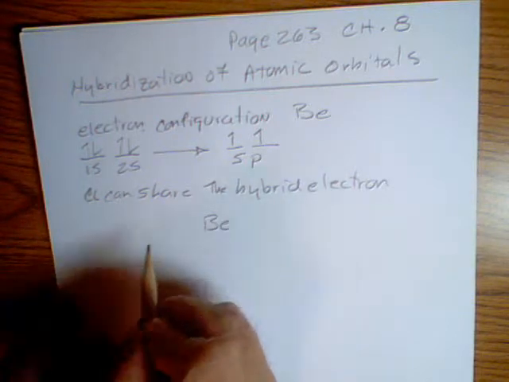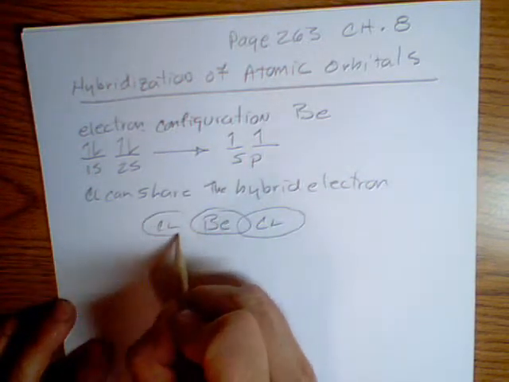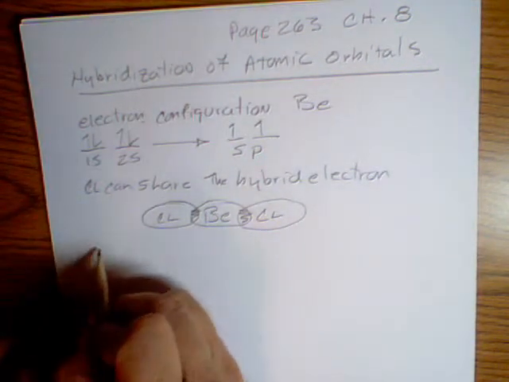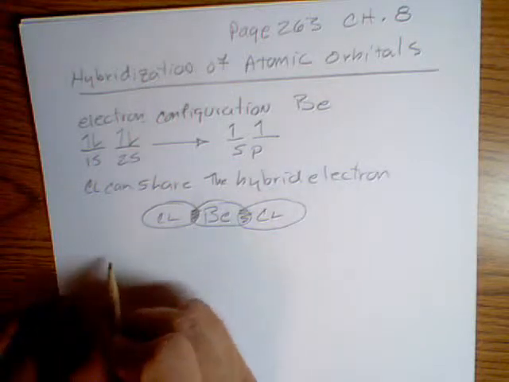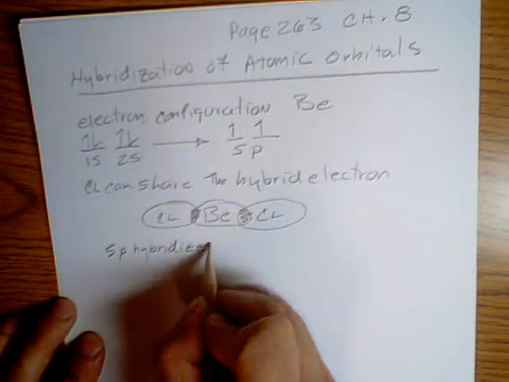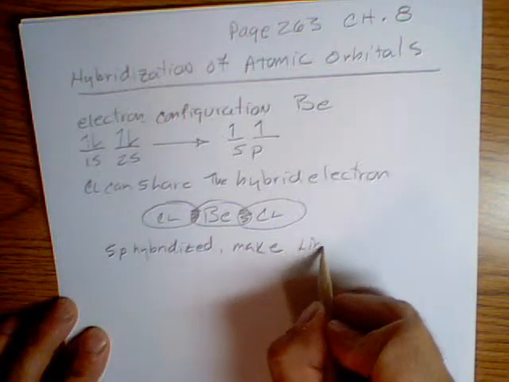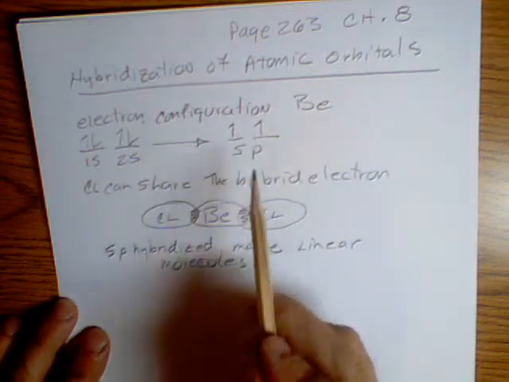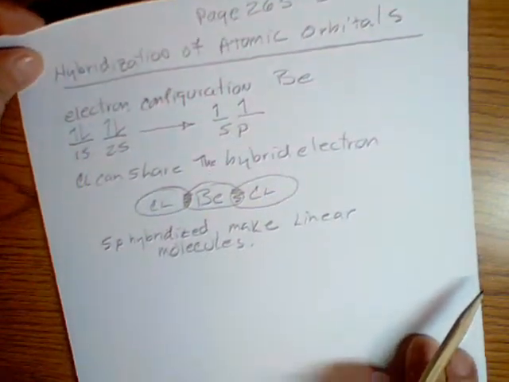So Be would have, and Cl can share the hybrid new orbital. Right? So we call these, well, these are actually sigma bonds, but sp hybridized orbitals. So sp hybridized orbitals make linear molecules. Doesn't that make sense? There's not enough available electrons to share any more than 2, so it makes sense that it would just be a linear molecule.